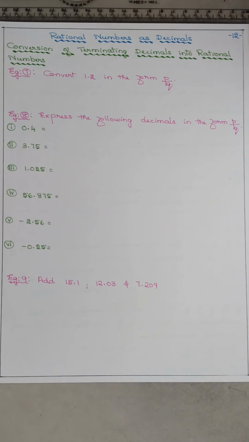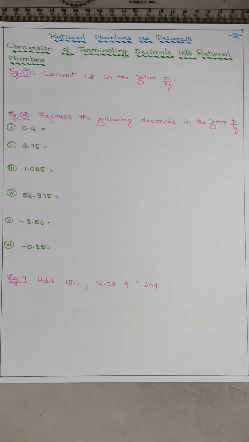We were discussing the lesson rational numbers as decimals. Now the next topic is conversion of terminating decimals into rational numbers. So the terminating decimals are given, that we have to convert into rational numbers.